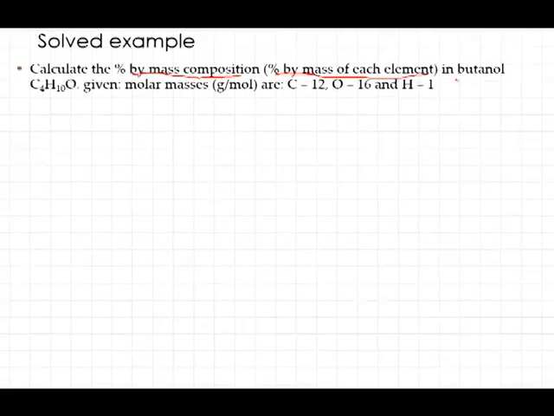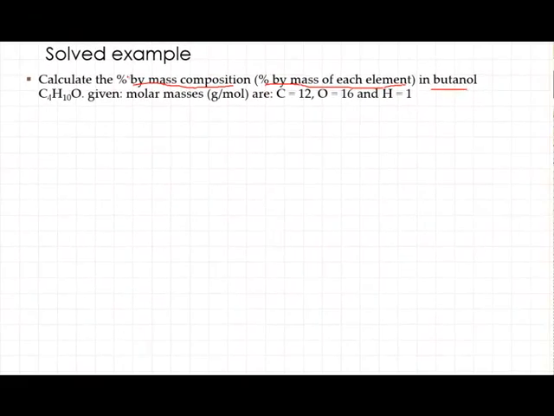And I'll take here butanol of molecular formula C4H10O. The only given in this exercise is the molar mass of the different elements. How to calculate the percent by mass? The only given is the molar mass. Let's see how to calculate.